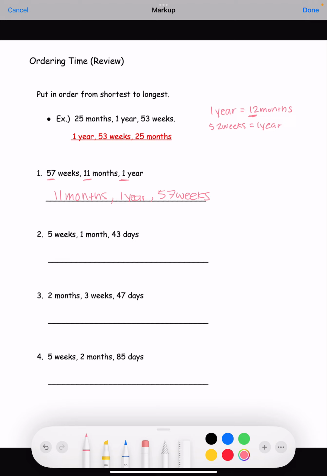Let's try number 3. 2 months, 3 weeks, and 47 days. So 3 weeks is less than 2 months, and 47 days, let's see, there are about 30 days in 1 month, and around 4 weeks in 1 month. So let's see here. The least will be 3 weeks because it is not a month yet.